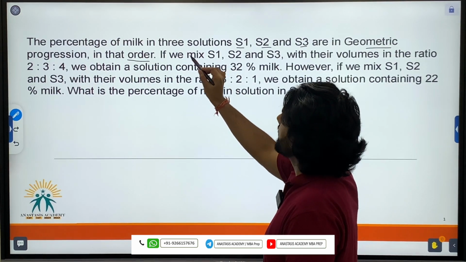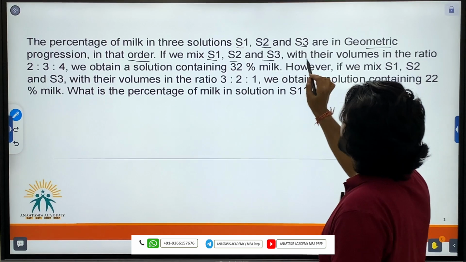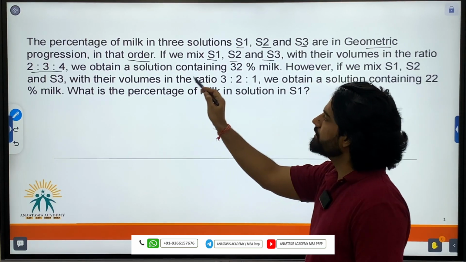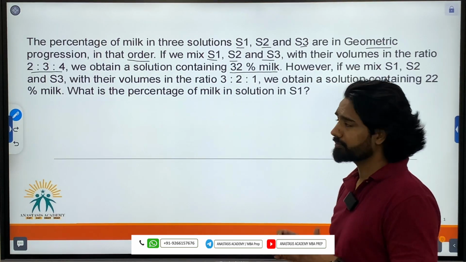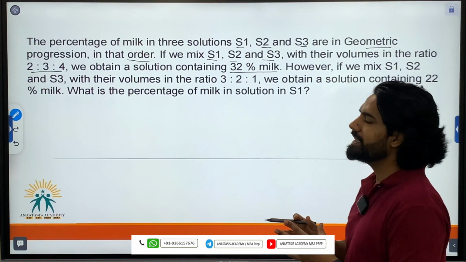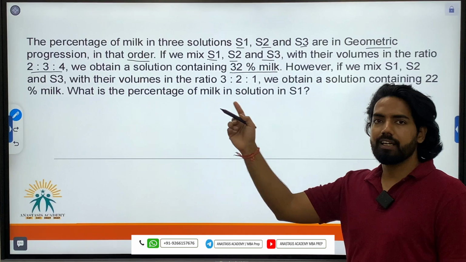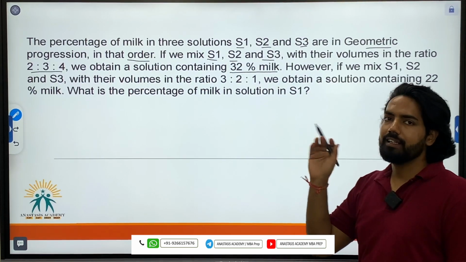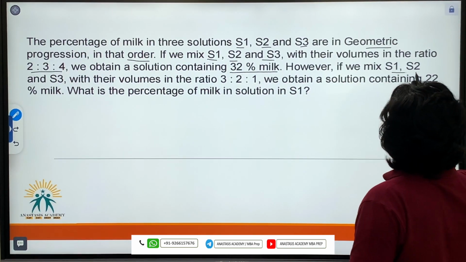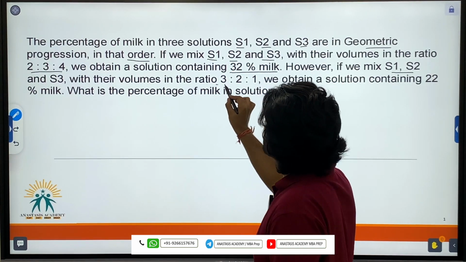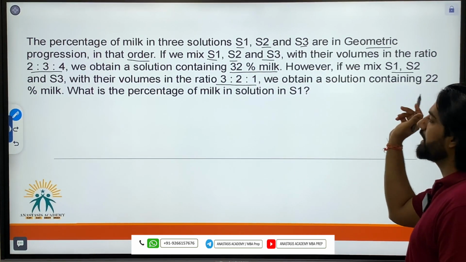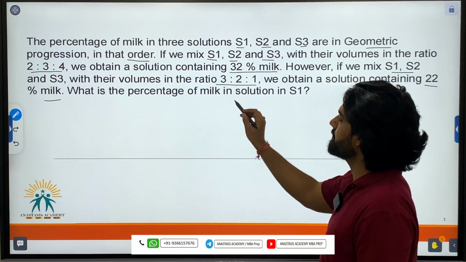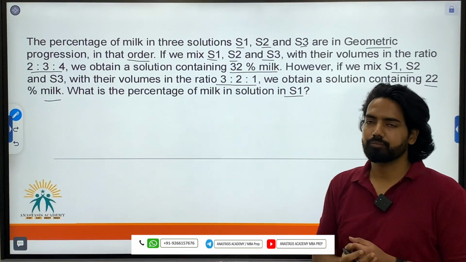If we mix S1, S2 and S3 with their volumes in the ratio 2:3:4, we obtain a final solution containing 32% milk. It is given that if we mix these three solutions in the ratio 2:3:4, then we get a solution containing 32% milk. However, if we mix S1, S2 and S3 with their volumes in the ratio 3:2:1, we obtain a solution containing 22% of the milk. Then we have to find what is the percentage of milk in the solution S1, right?